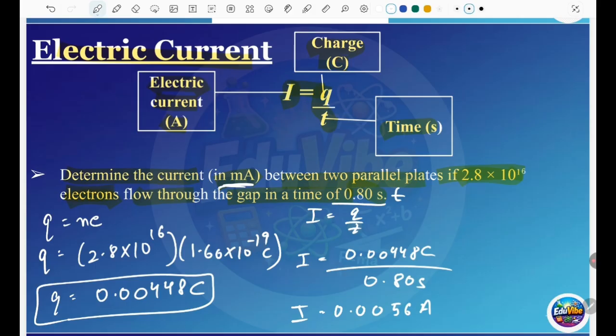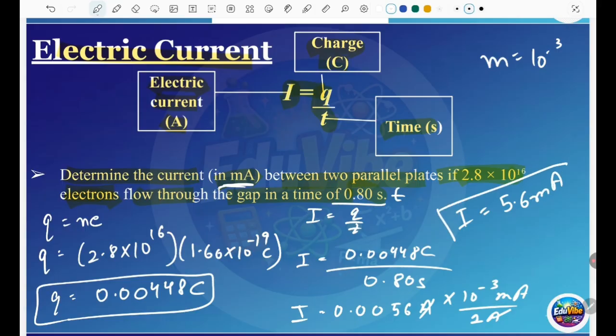This small m is the value of 10 raised to power minus 3. This is in your prefix list, and it is called milli. So that is milliampere. The ampere cancels out from here, and when you solve this, you get I of about 5.6 milliamperes. You have to multiply this. So that's your current, and that's how you can find the current from there.